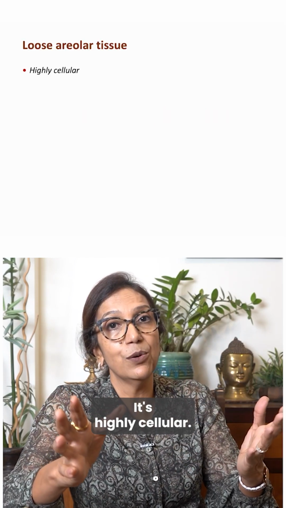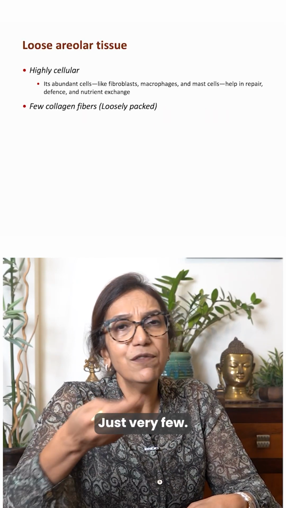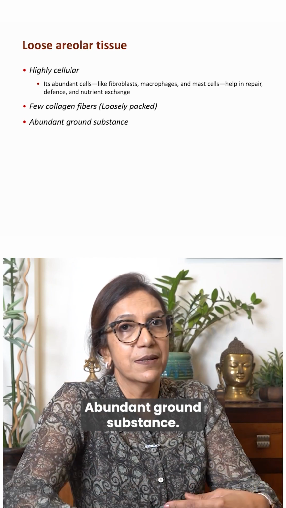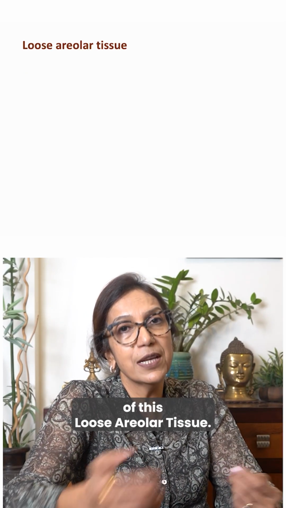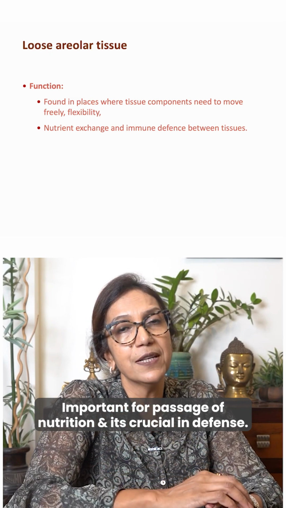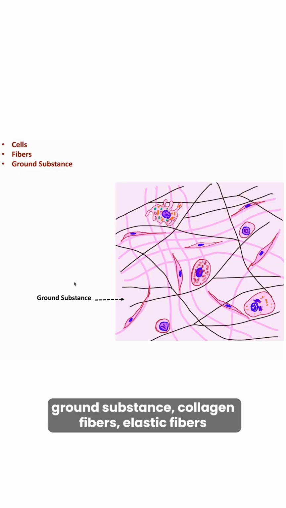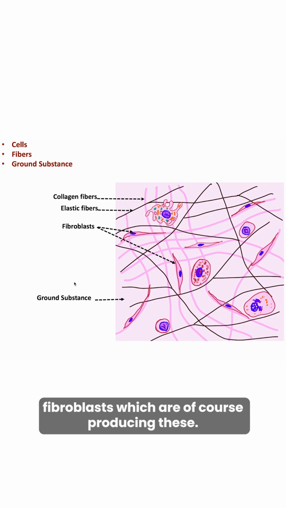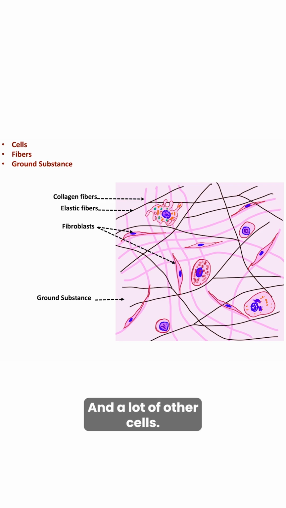It's highly cellular. How many fibers? Just very few. Abundant ground substance. So, what are the functions of this loose areolar tissue? Important for passage of nutrition. It's crucial in defense. Let's now move on to a diagram. Ground substance, collagen fibers, elastic fibers, fibroblasts, which are of course producing these, and a lot of other cells.